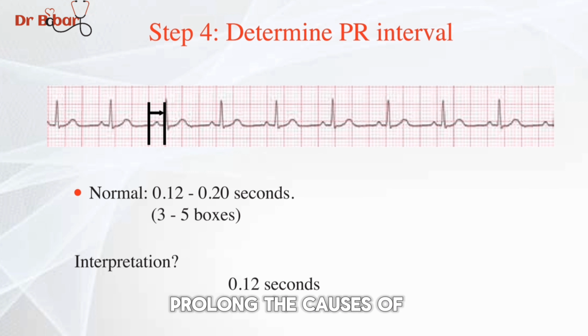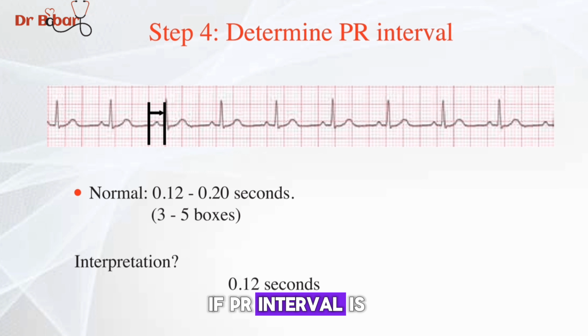The causes of PR prolongation are first degree heart block, rheumatic fever, aortic root abscess. If the PR interval is less than 0.12 seconds or less than 3 small boxes, it's called a short PR interval. The causes of a short PR interval are sinus tachycardia, WPW syndrome, LGL syndrome.